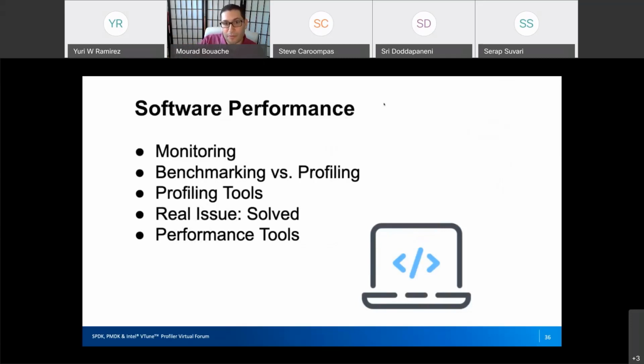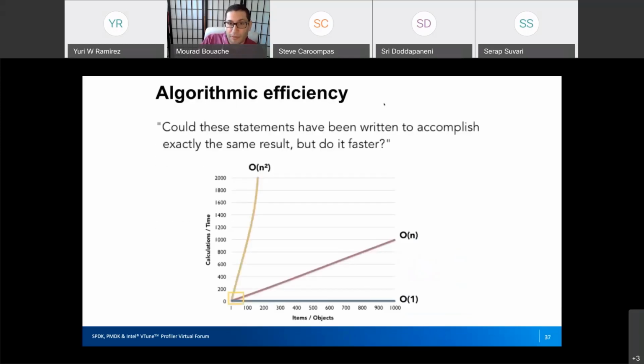If we talk about software performance, mostly it's going to be about monitoring, benchmarking versus profiling, and there's a lot of confusion between what benchmarking means versus profiling, and what the profiling tools are. The real issue that I'm going to expose here is that we used Intel VTune with the help of Intel. We solved a lot of big problems, and we saved money, and we helped generate revenue through solving this problem. I'm going to talk a little bit about different performance tools.